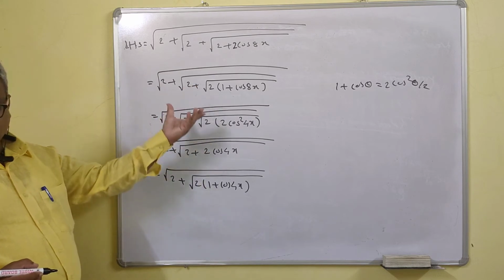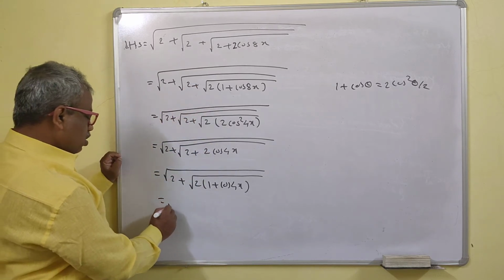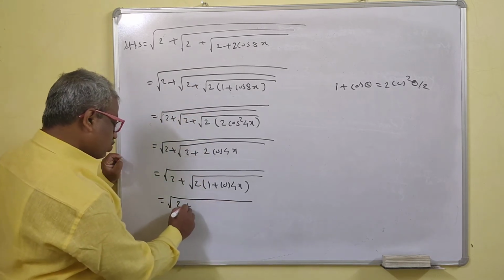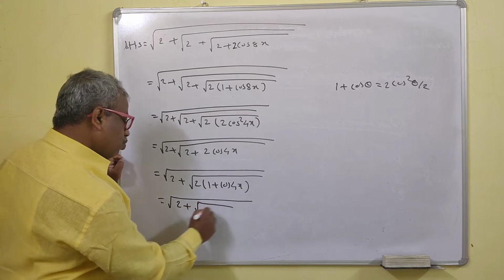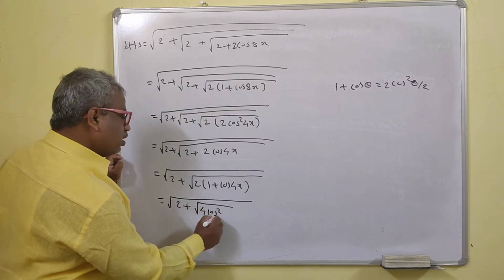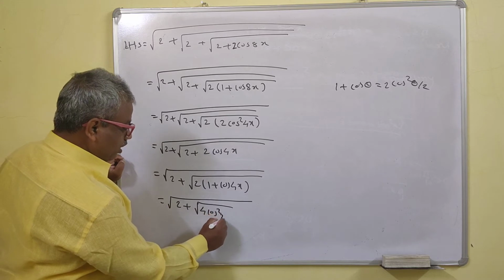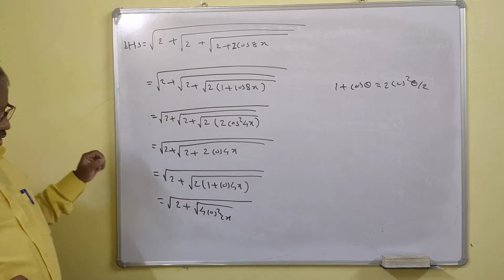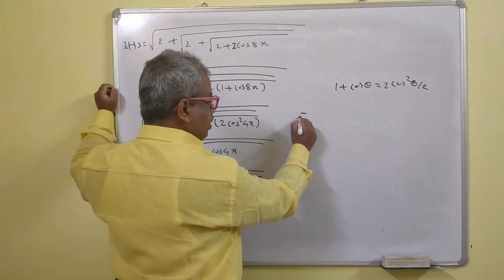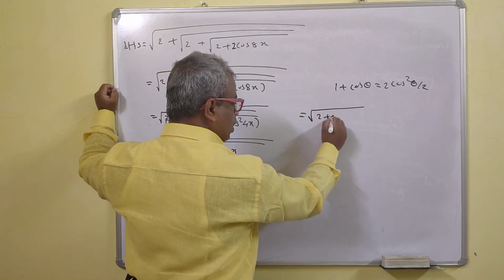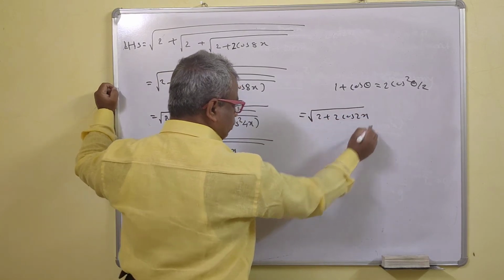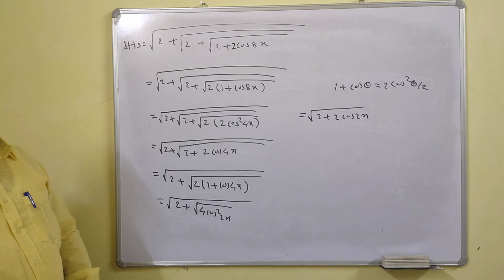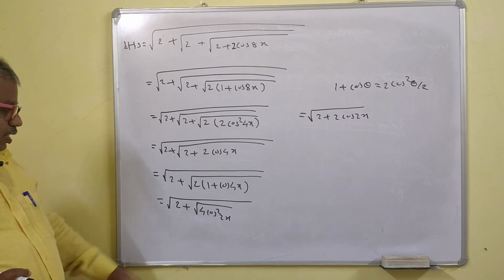Now again use the same formula. So what we will write? This is what? We will directly write the formula. This is root of 4 cos square twice x now. Right? So it will be what then? This will be root of 2 plus 2 cos twice x now. Right? You have to take the half of this one.